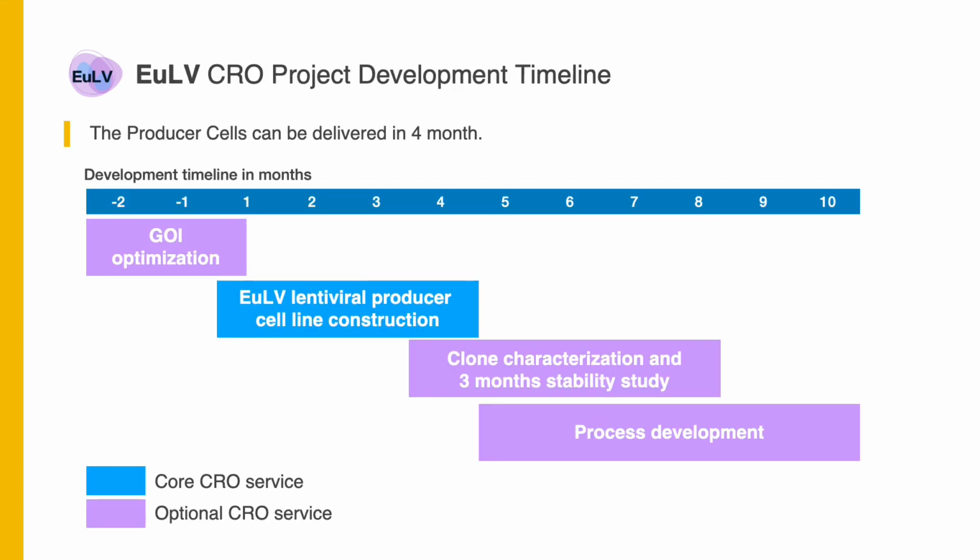Currently, we have started to provide the CRO service for the EuLV system. Clients can simply provide their gene of interest and the monoclonal cells can be delivered in 4 months. We also provide optional services such as GOI optimization, small-scale production, process development, and so on. And we have a few projects already started in our facility.